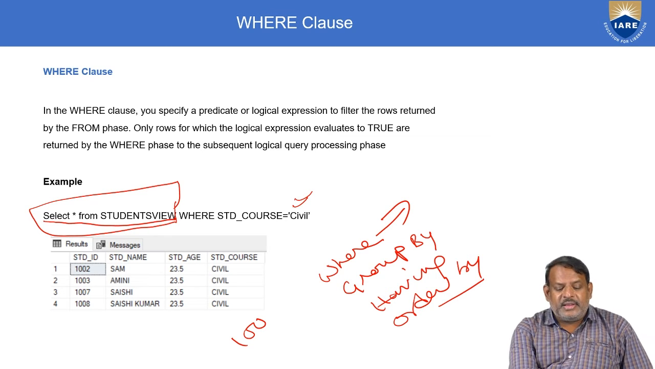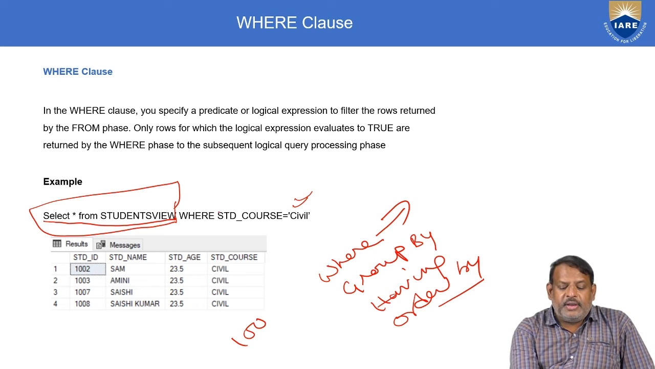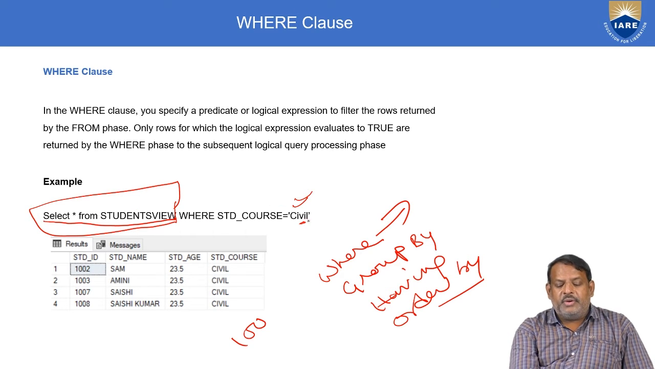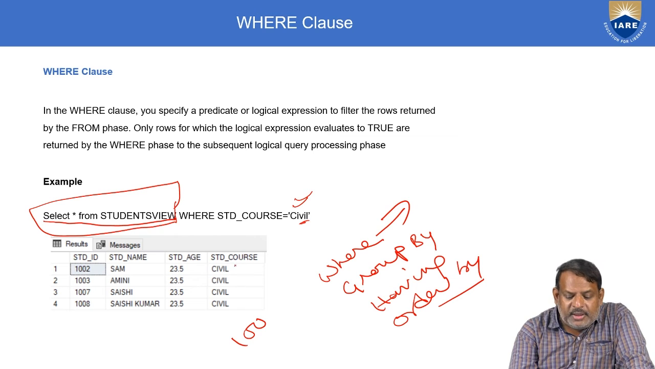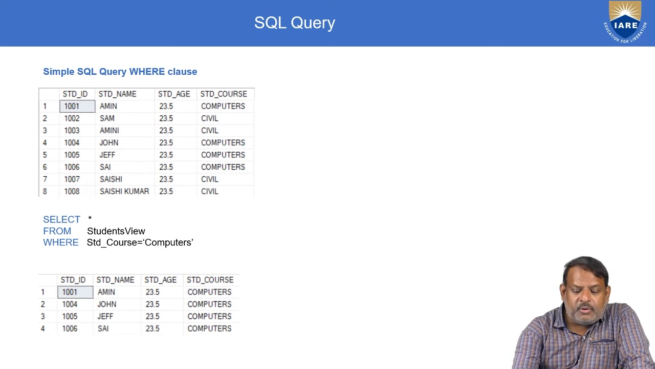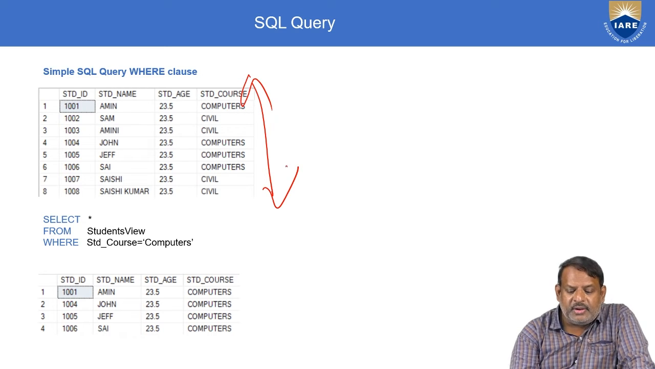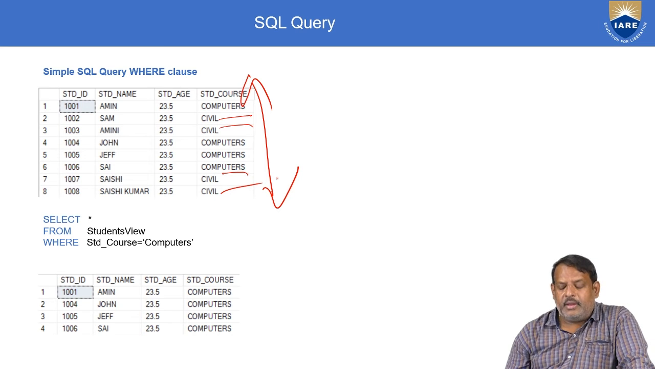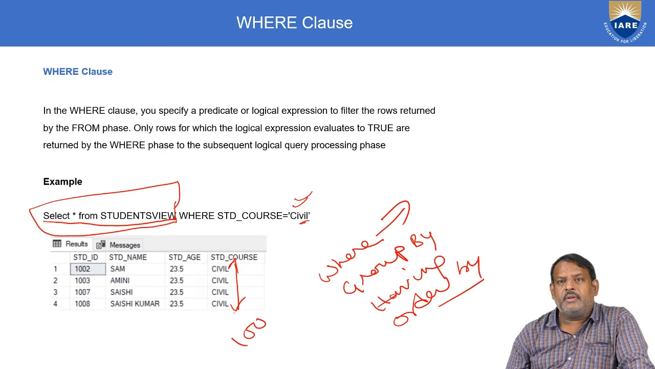So I'll say, select star from student view where the course is civil. In this case, I will be seeing data only of the civil engineering department. If you see the earlier case, that was the total data. Now I mentioned civil here, so I'll see only 4 records.